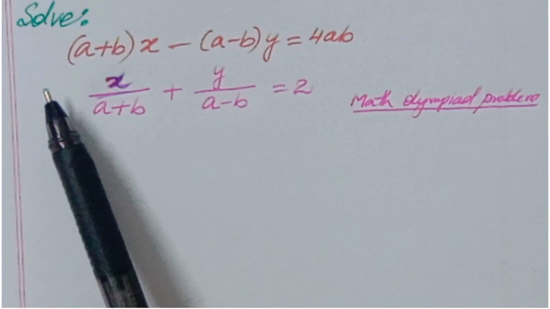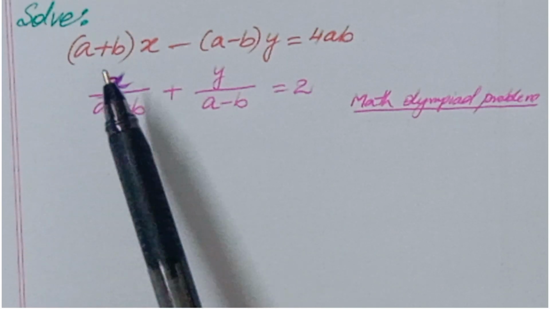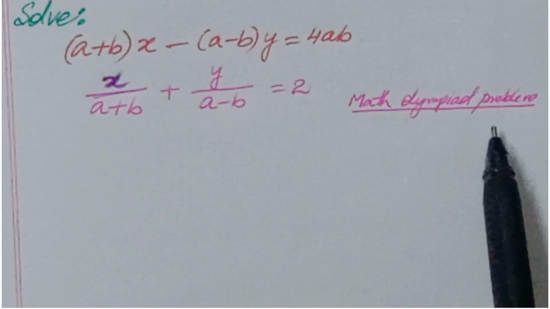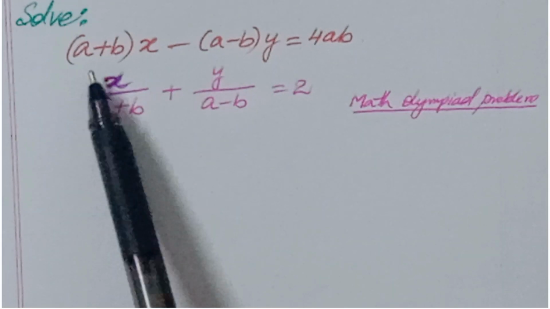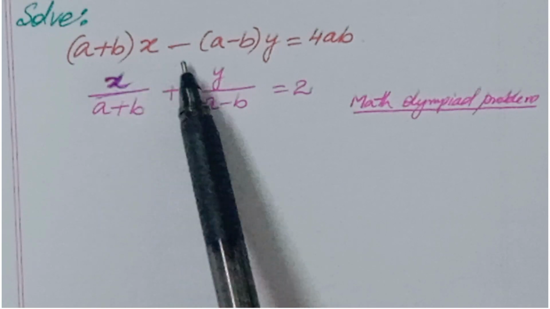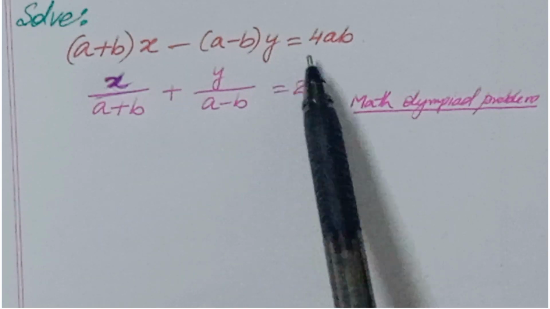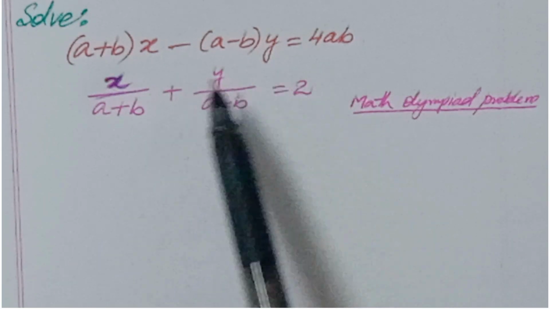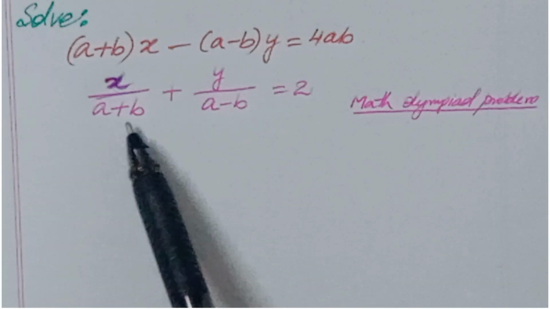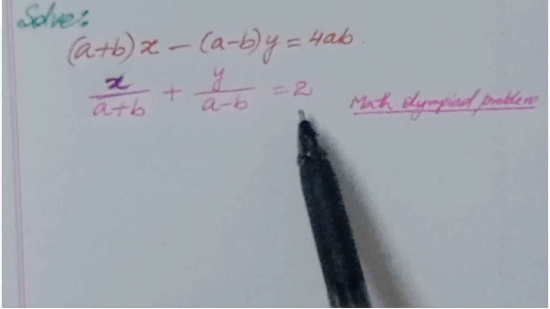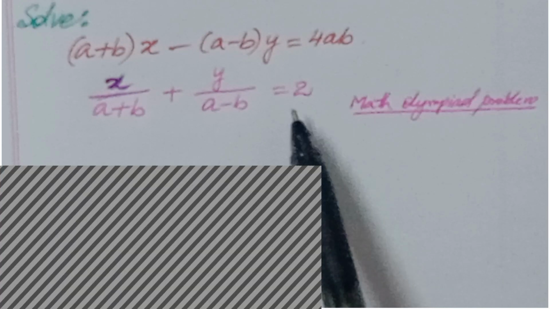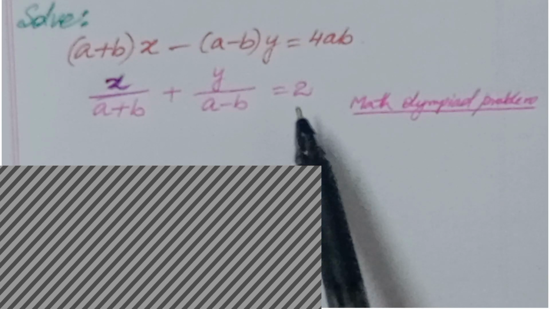So today we're looking at a Maths Olympiad problem. The question is given: solve (a+b)x - (a-b)y = 4ab, and x/(a+b) + y/(a-b) = 2. Some logic is there in this problem. As we are going to solve this problem, before starting, pause the video and try it.